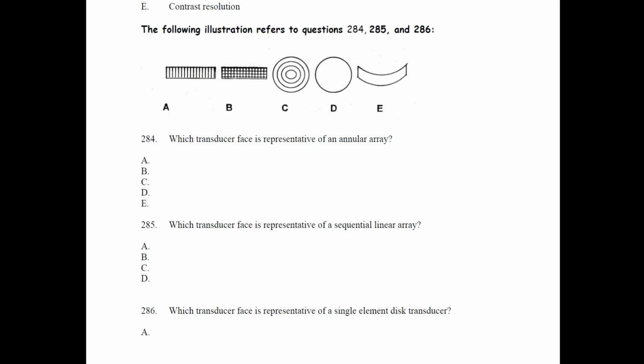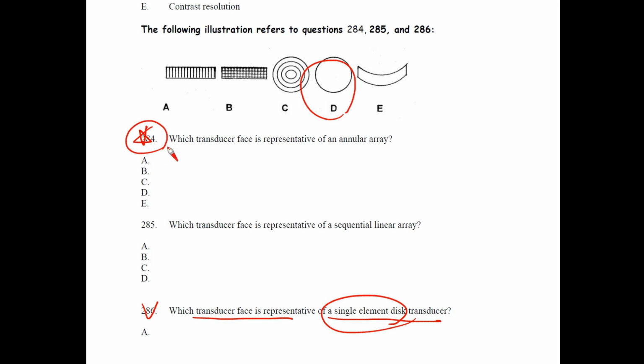Now let's look at question 286. In the question, the term single element disk is given. Yes, the one composed of a single element disk corresponds to option D among the choices. Similarly, just be aware that such a thing exists. Among these, the most important point is to carefully check the annular array form mentioned in question 284.